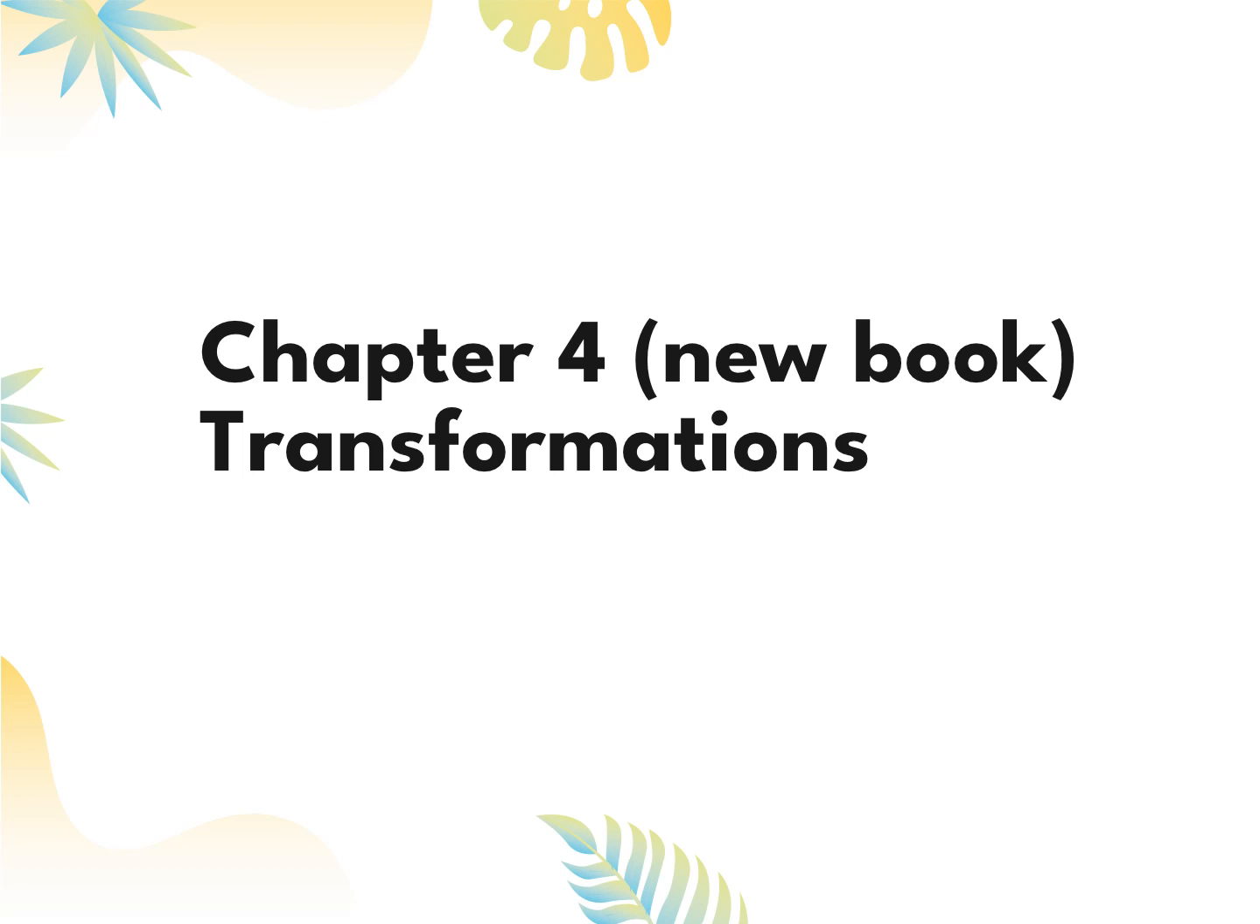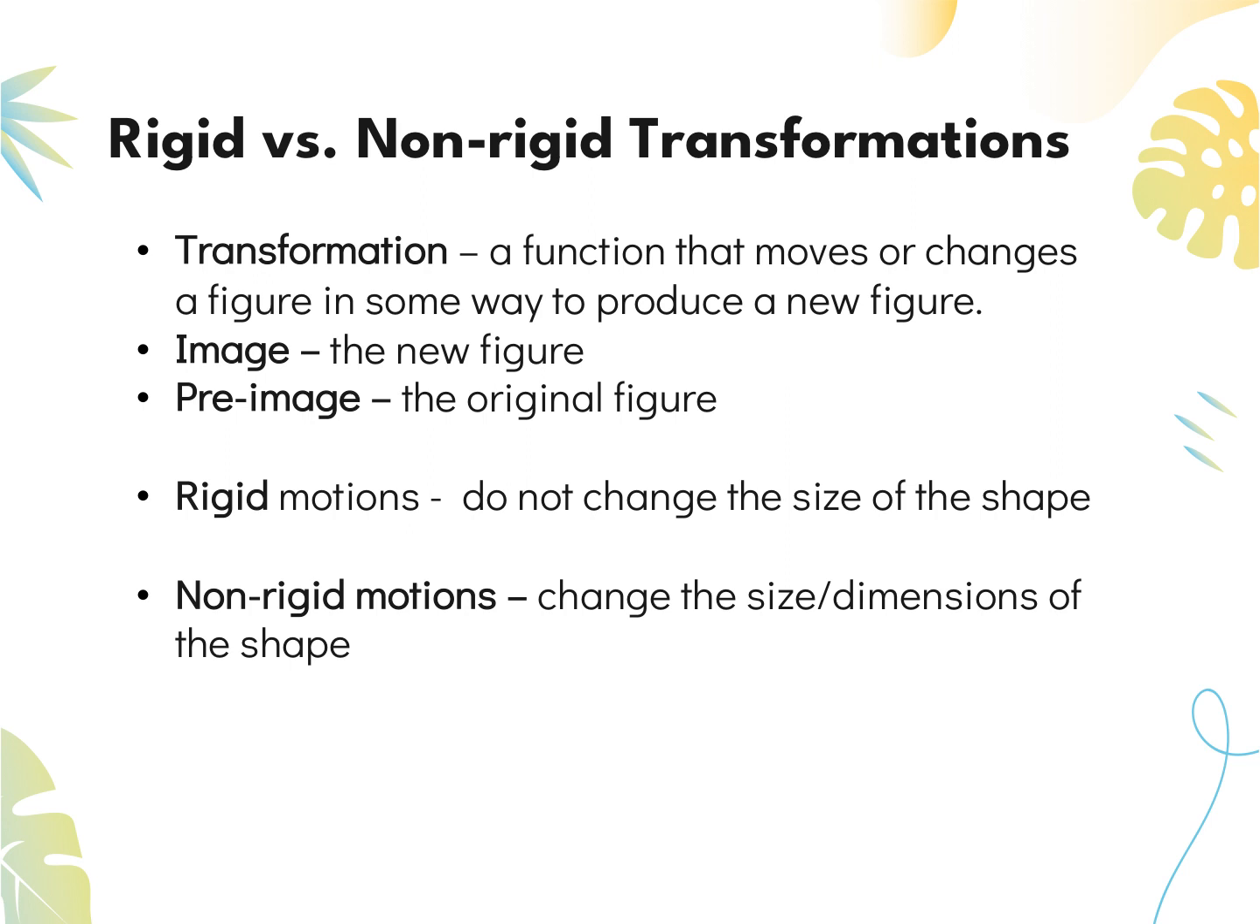Okay, so we're gonna finish up the notes on chapter 4 today. Yesterday we talked about the two different types of transformations. Remember, a rigid transformation is where the shape does not change size. A non-rigid would be making it either bigger or smaller, and we're not going to be doing a non-rigid in this lesson.